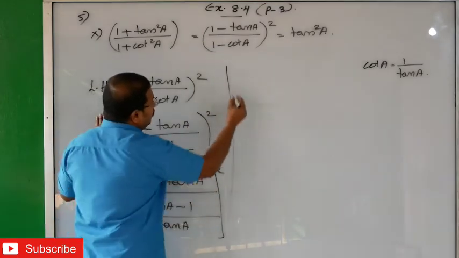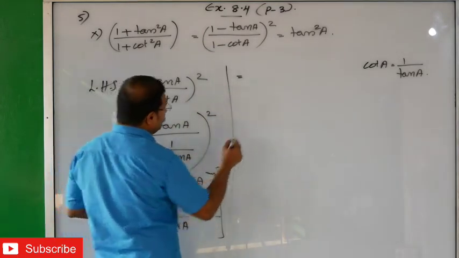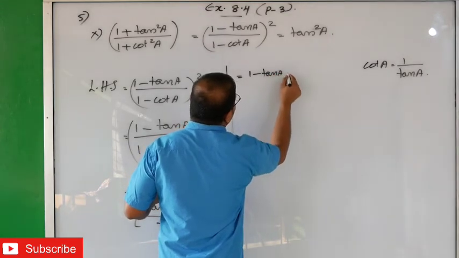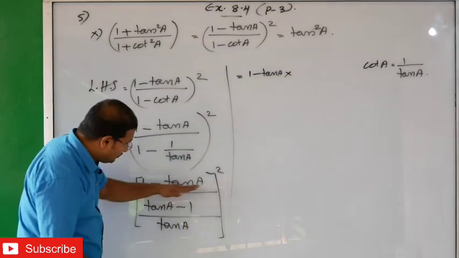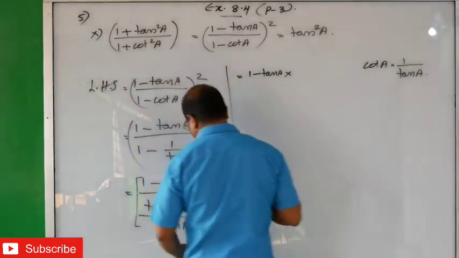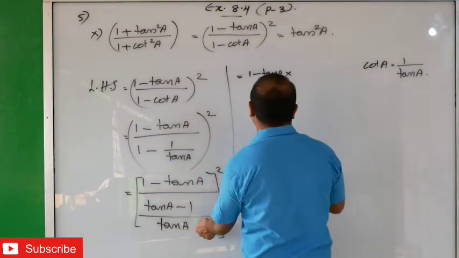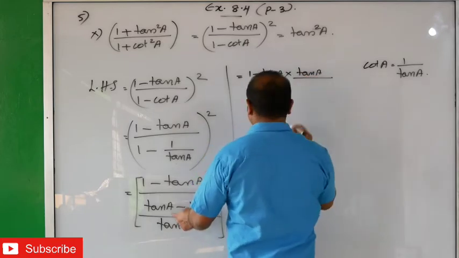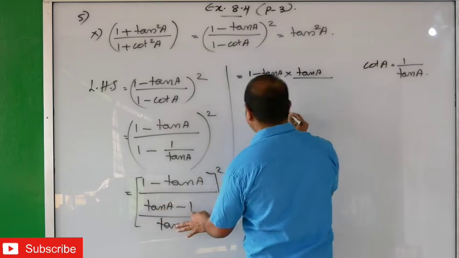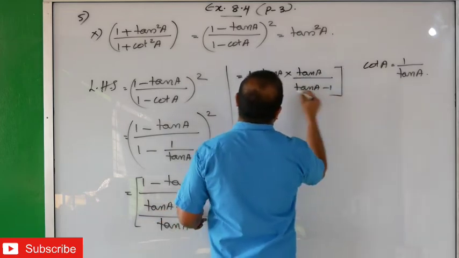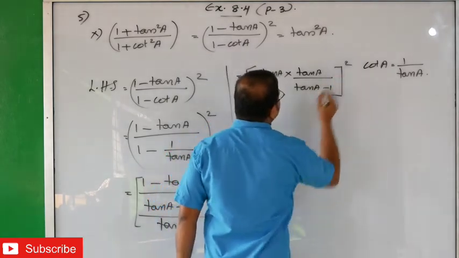Now, this was, what do you know? 1 minus tan A into, now see, division converting into multiplication. That means inverse will write. What do you write now? Yes, tan A will write first. Tan A divided by tan A minus 1, the whole square.